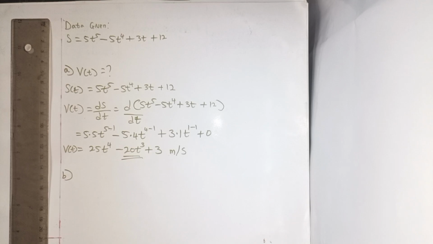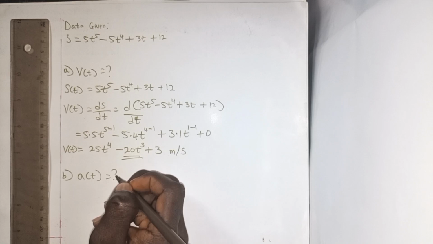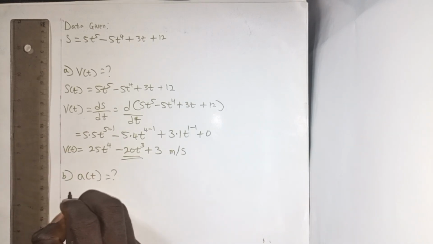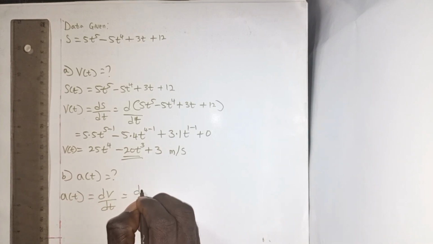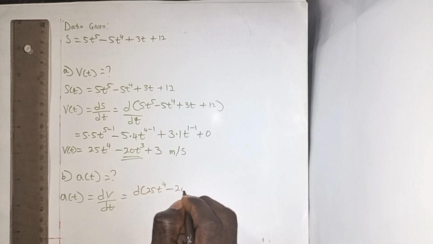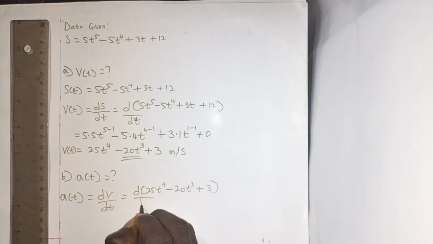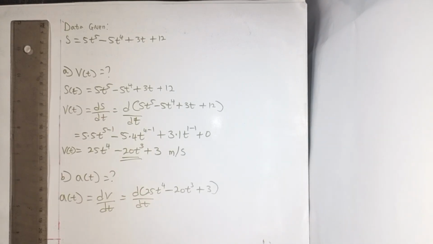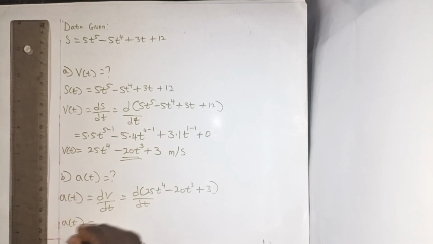So a of t equals dv over dt, which is d over dt of 25t^4 minus 20t^3 plus 3. Now we are going to do this the same way, the same differentiation process we applied in section A.